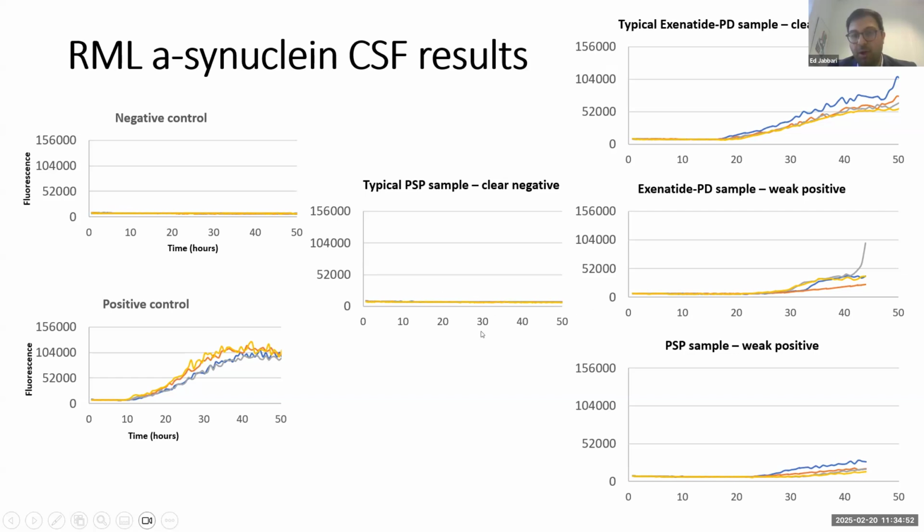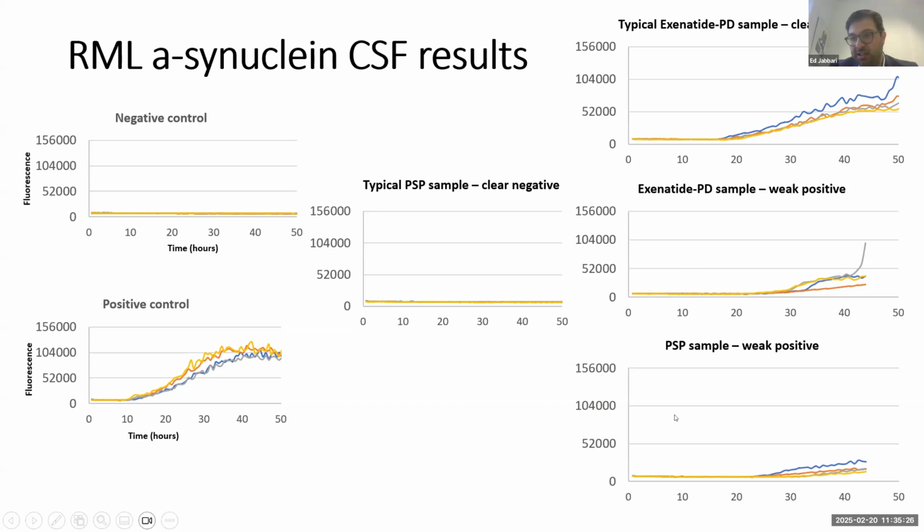So you'll note, look at the middle plot here. This is the type of result that we had for a majority of our PSP samples, a completely flat line, indicating that there is the absence of Lewy body pathology, Parkinson's disease pathology, in those CSF samples. And that's exactly what we would expect. In contrast, look at the top right-hand corner. This is an example of a clear positive result. And that's the result that we got in a majority of the Parkinson's disease samples.